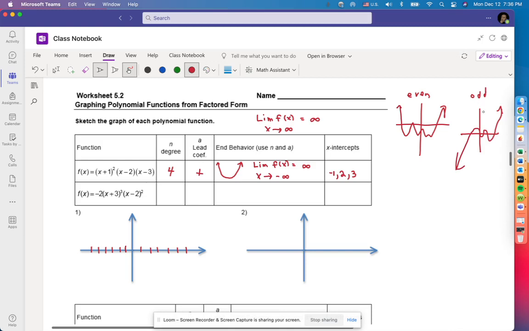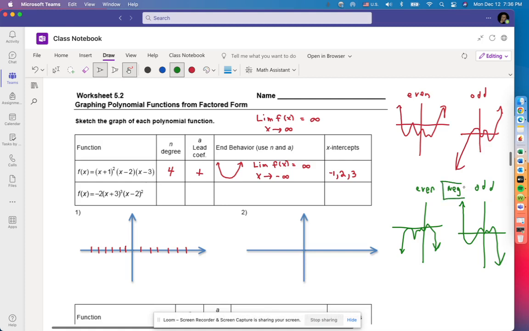And if your leading coefficient is negative for either one of these, it just flips. So I'll do that in green. If it's even and your leading coefficient was negative, it would be down on both ends, something like this. And odd for the end behavior, it would be something like this. Okay? So green is negative and red is positive, for the end behavior. And again, this is just a review, to refresh your brain.